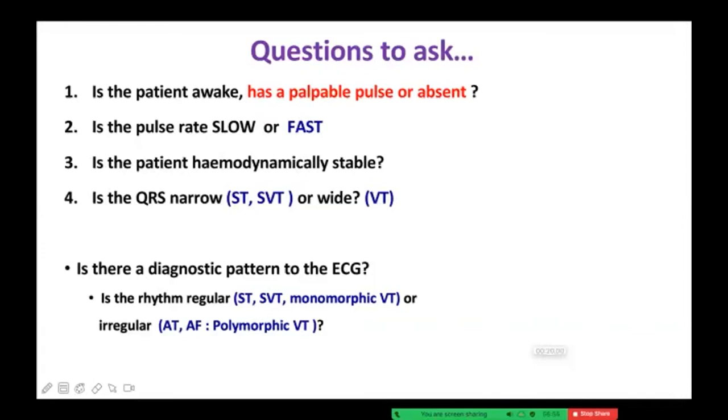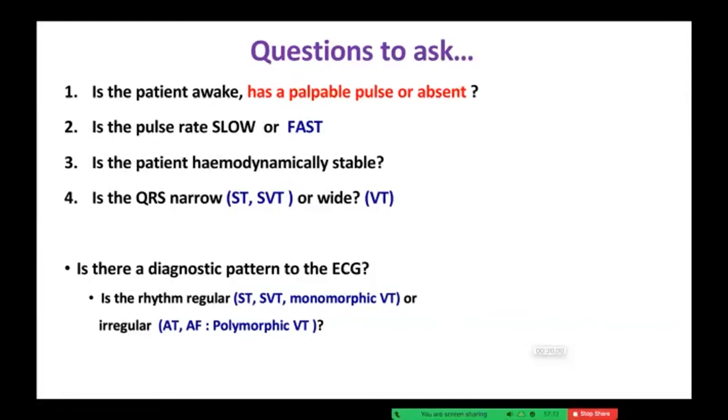Then you look at the QRS nature of the ECG or in the monitor, whether it is narrow or wide. So when will you say narrow or wide, we'll see in the next. And then we'll see the diagnostic pattern to the ECG. That also is very important, especially regular and irregular.